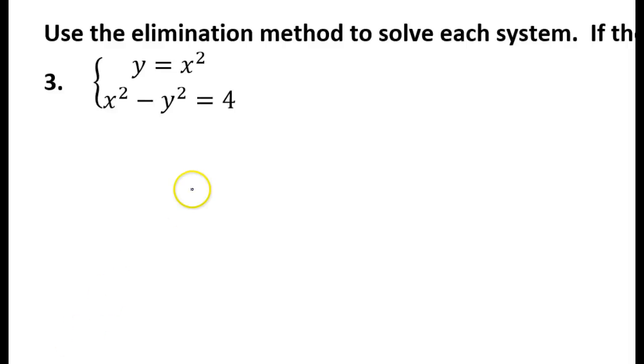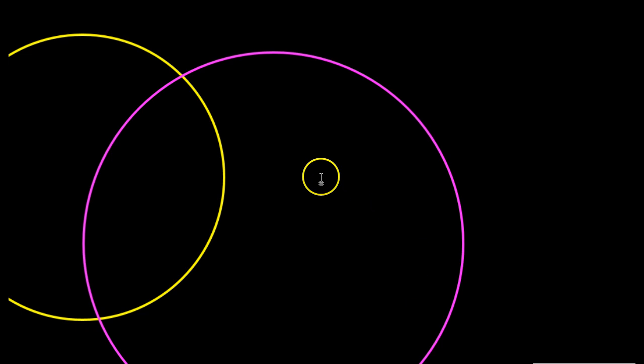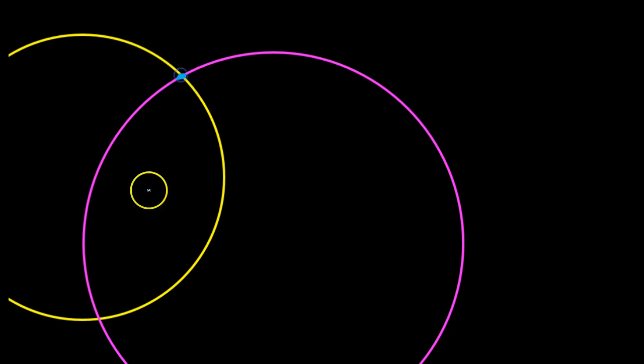In this video, I will show you how to solve systems of conic sections, and we're going to use the elimination method this time around. Now, understand that when you're talking about a system, you're talking about two or more equations, and what you're really doing is you're looking for the intersection point between those shapes.